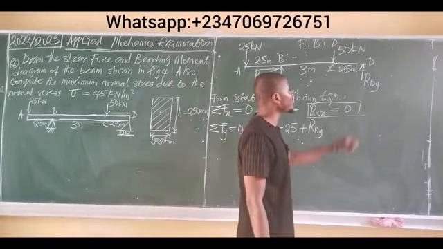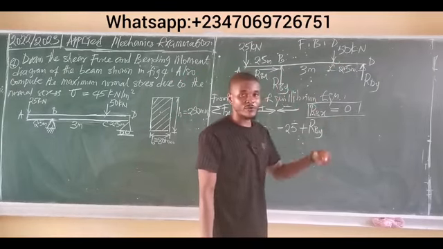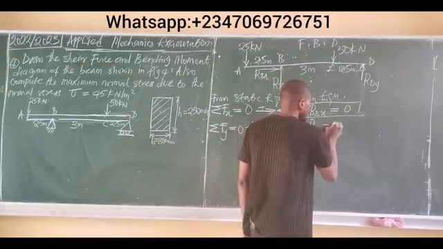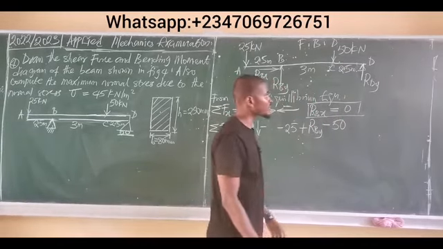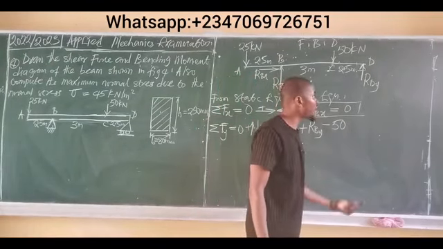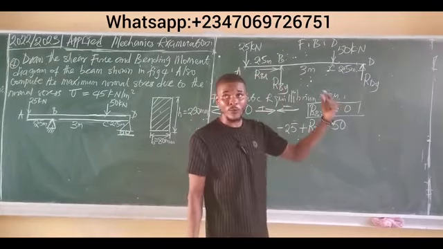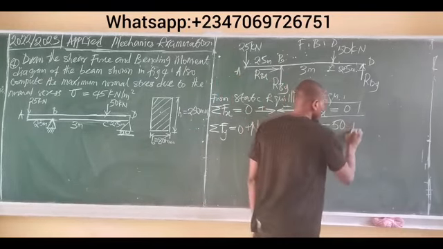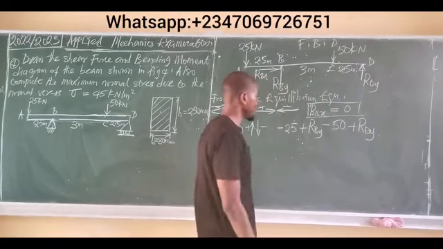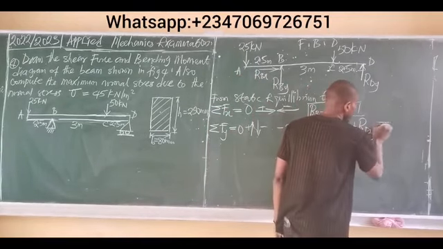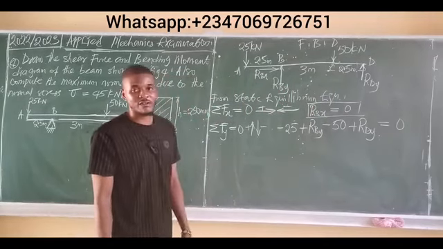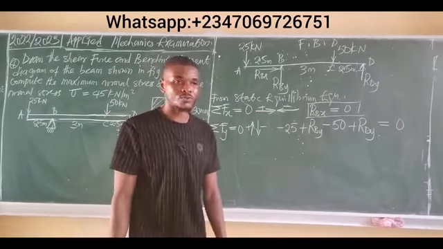At point C, we have 50 kilonewtons force, but now this force is acting downward, so it is negative. You indicate that as minus 50, minus because that force is acting downwards. And finally, at point D, we have RDY pointing upward, so it is positive, plus RDY. And since we are done with all the forces on the beam, we simply equate this to 0. That's the second equilibrium law. The sum of all vertical forces on the beam must be equal to 0.